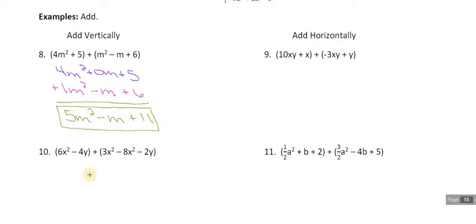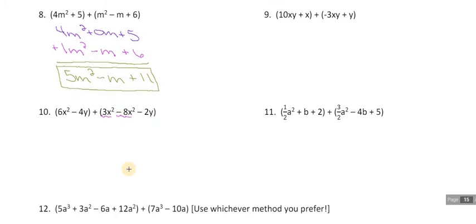Looking at number 10, we've got 6x squared minus 4y plus 3x squared minus 8x squared minus 2y. Now, first of all, this is a little bit silly to begin with. In this second polynomial, we have like terms inside there. We've got 3x squared minus 8x squared. So let's first put those together, because PEMDAS would say, well, let's clean up within the parentheses first.